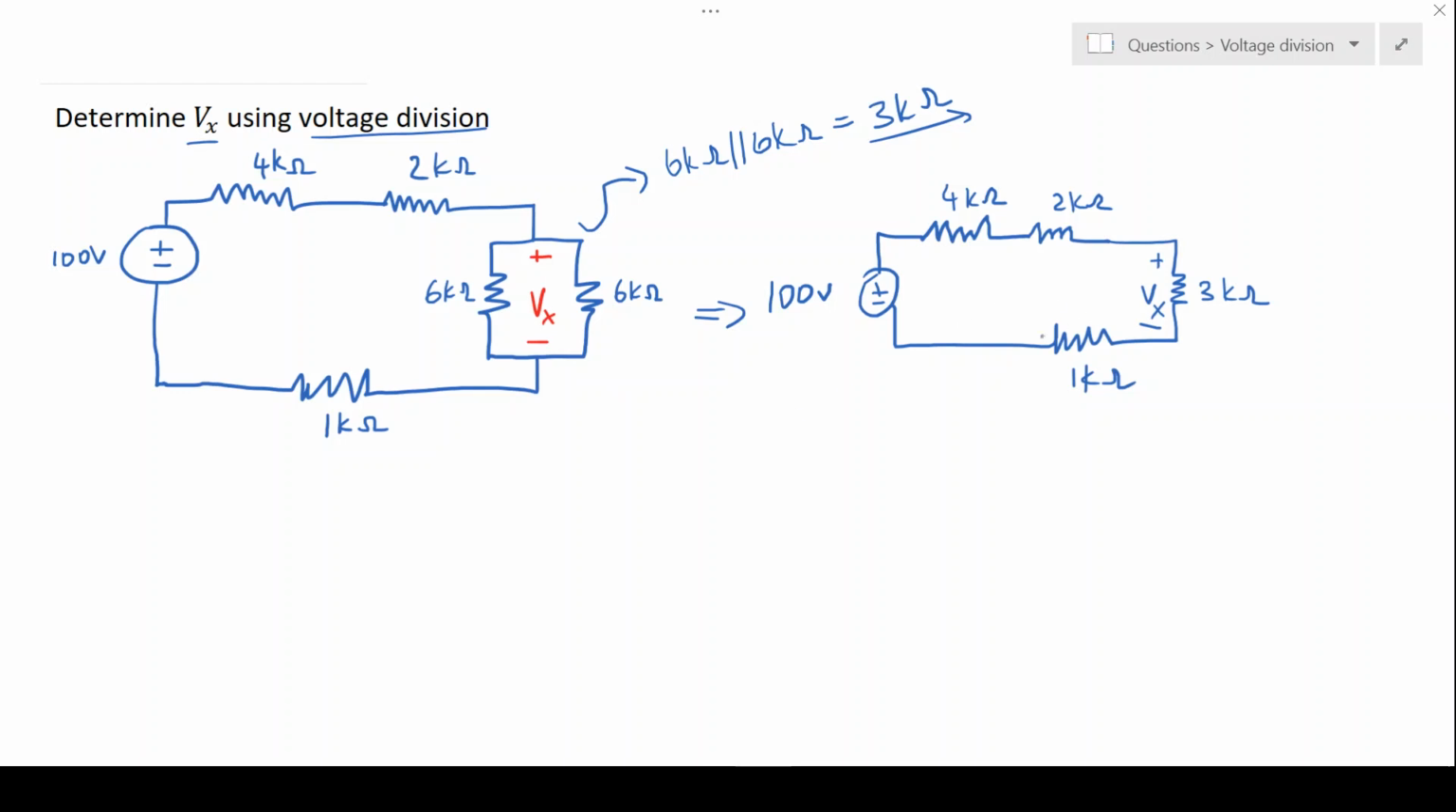Right, so we can then determine that voltage by using voltage division, and voltage division says that the voltage over the resistor you're looking for is going to give us a ratio of the resistance value over the sum of all the resistors in the circuit multiplied by the source voltage.